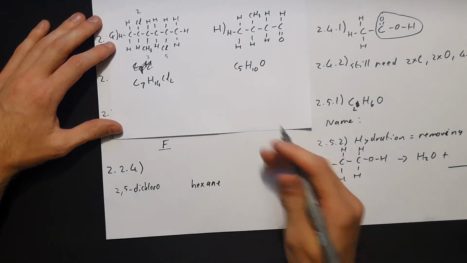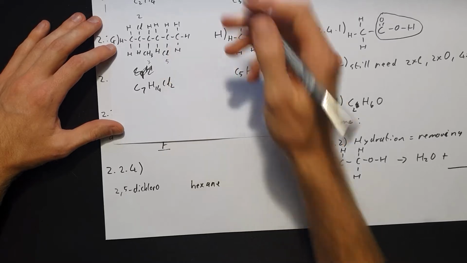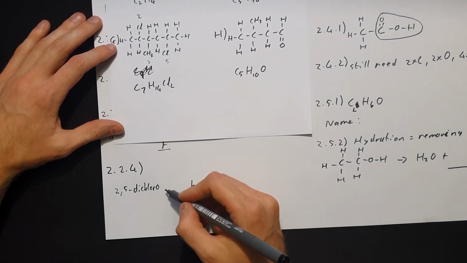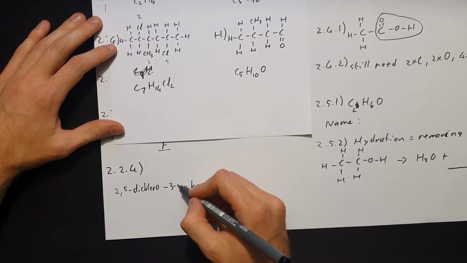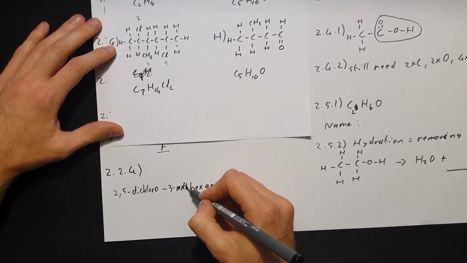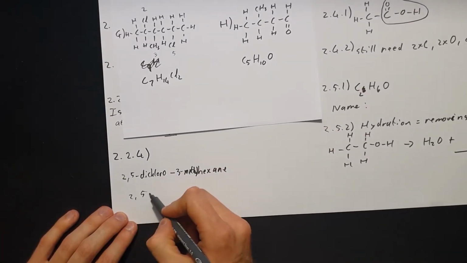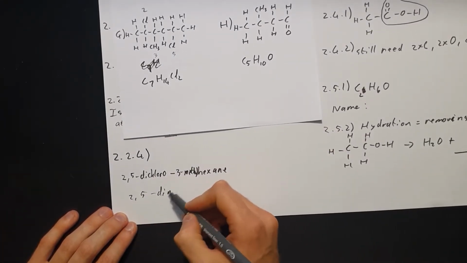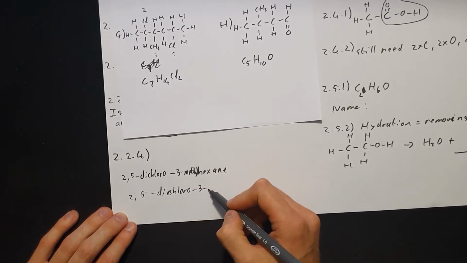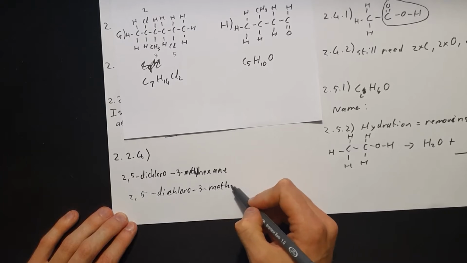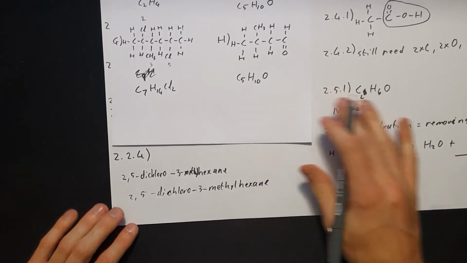Then we talk about the side chain, which is CH3, so that's a methyl side chain. We need to say where it is: 3-methyl hexane. Let me write that a little bit neater: 2,5-dichloro-3-methylhexane. And that's the IUPAC name for G.